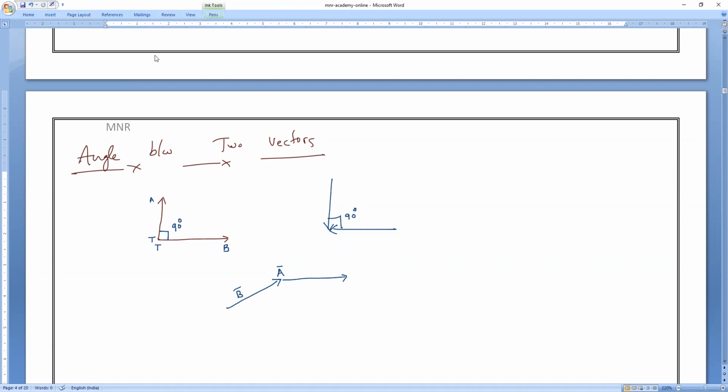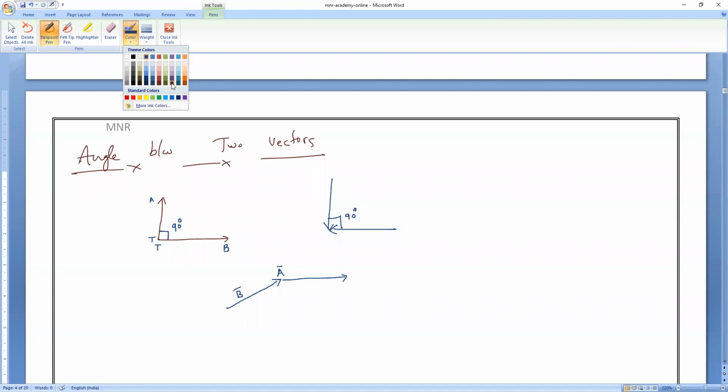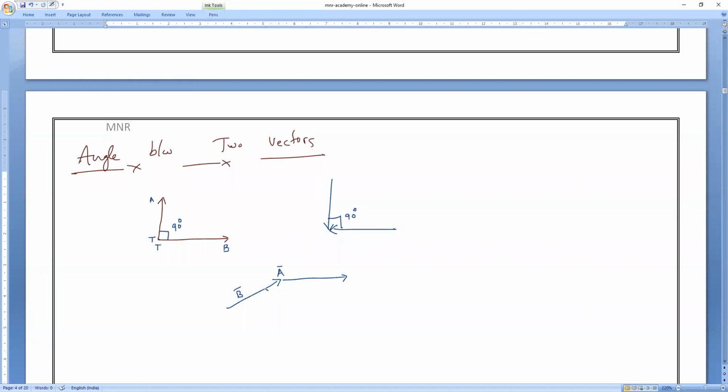If it is perpendicular, what is the angle, guys? 90 degrees. No, now it is more than 90. So let me take that angle between them. How much is it? 150 degrees.